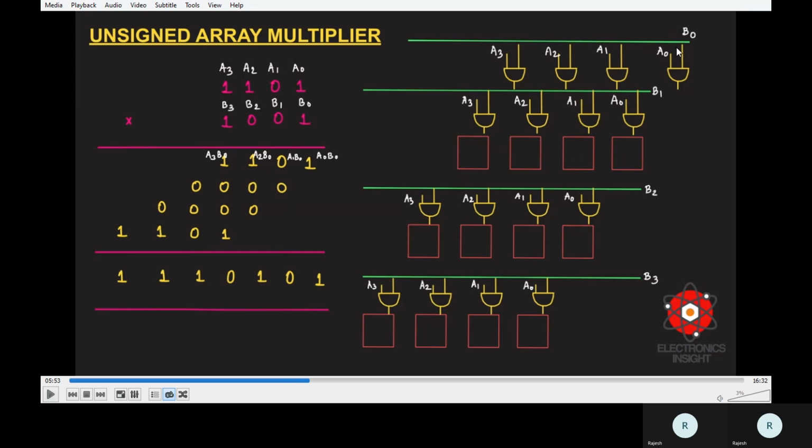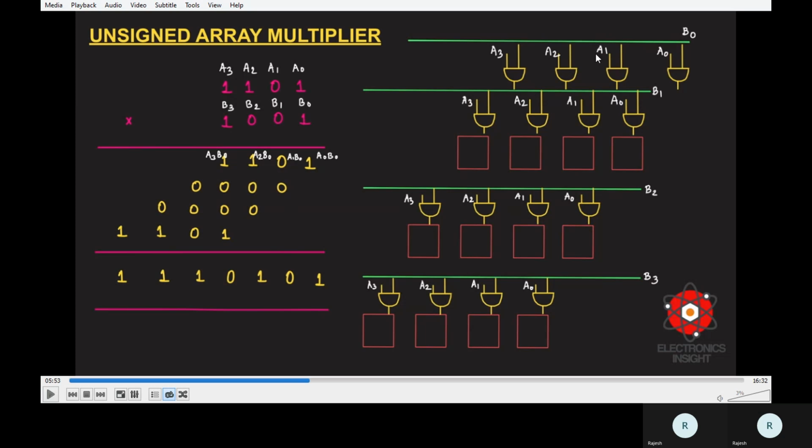The first one, A0 B0, is multiplied and directly fed to the output. Whereas in the second column, you have one row as A1 B0 and another row as A0 B1. So the A1 B0 multiplied value and the A0 B1 multiplied value must be added. You require 2 bits to be added, so you require a half adder here.